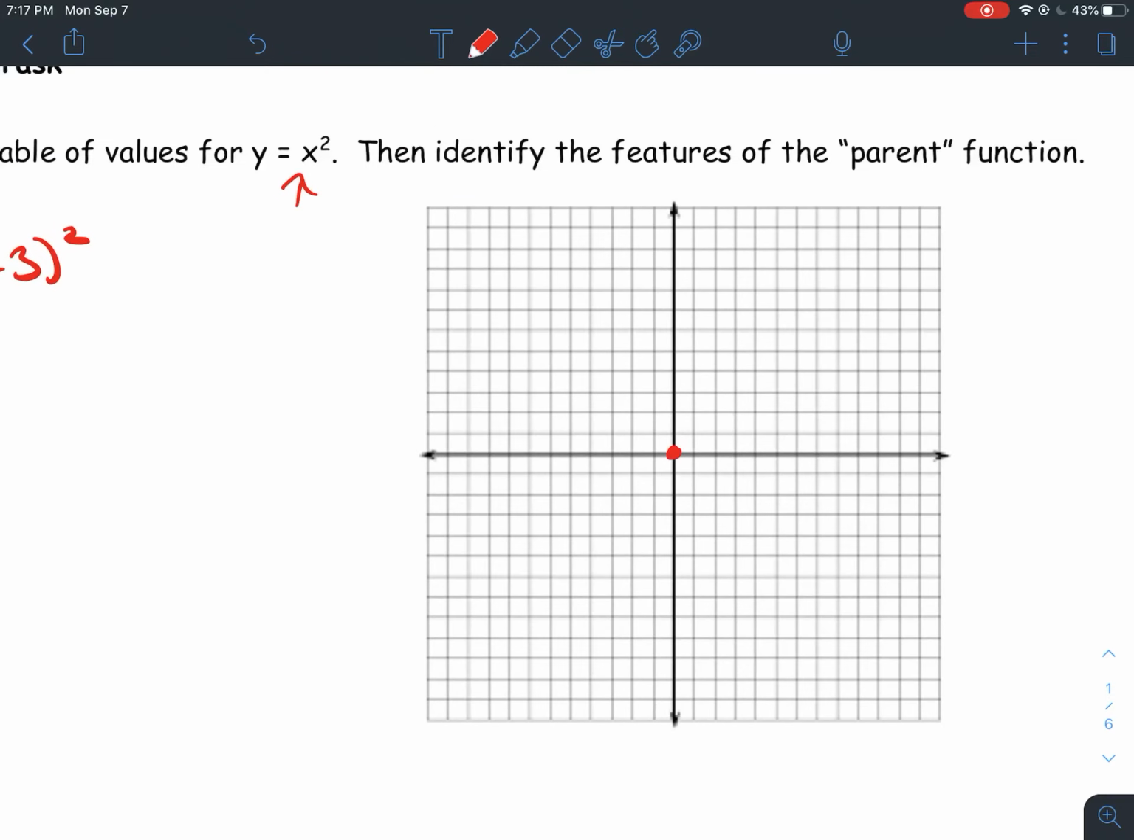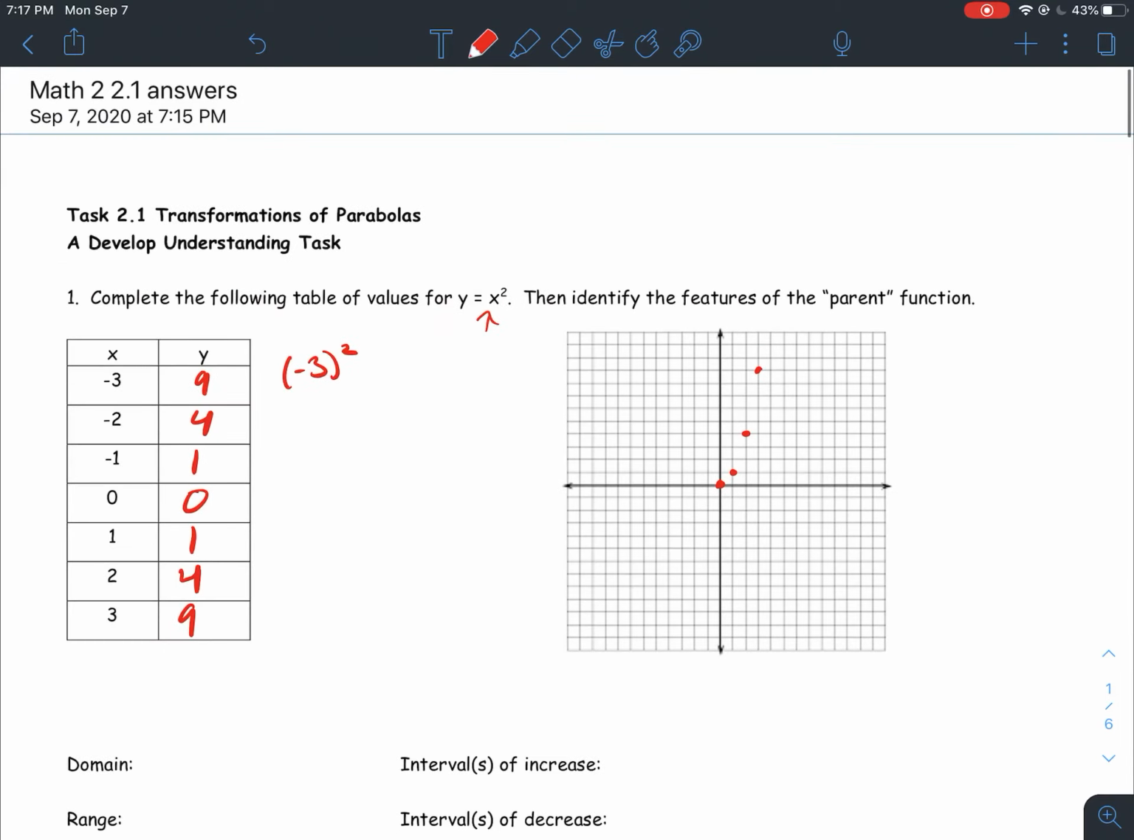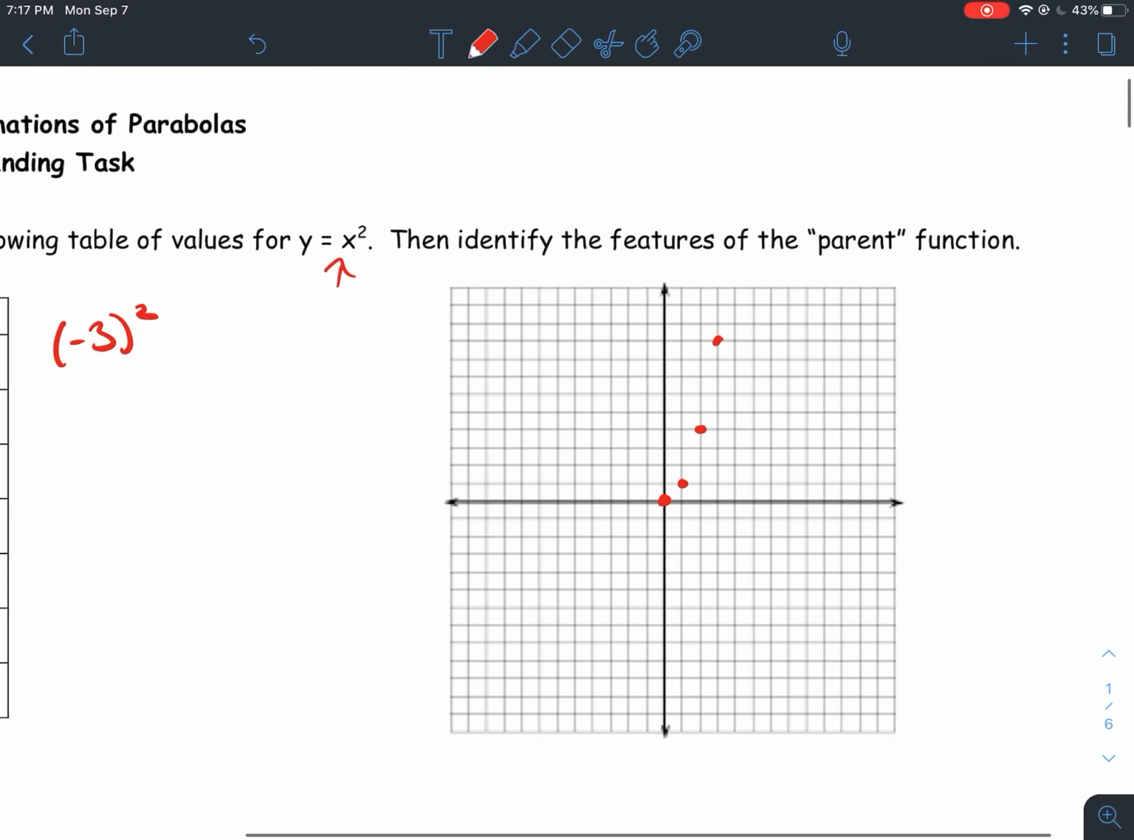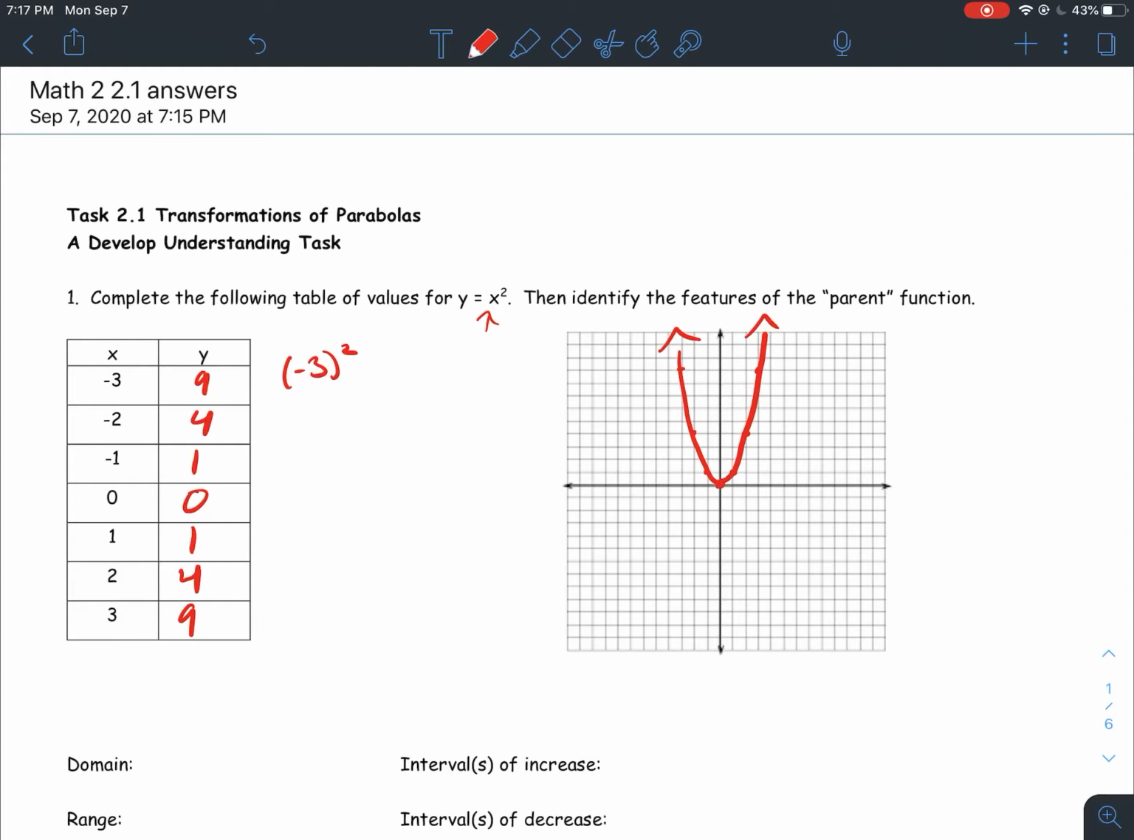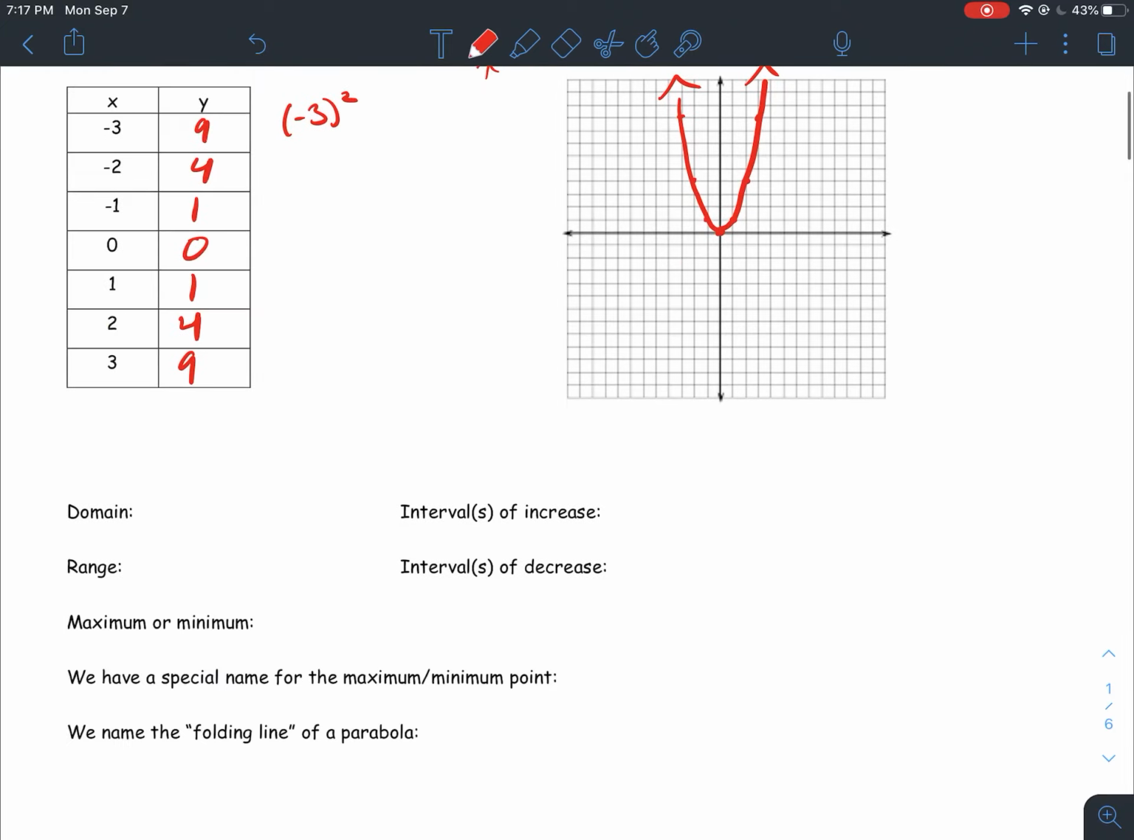And we can go ahead and plug these in here. So we got 0, 0, 1, 1, 2, 4, and 3, 9. So that is half of the graph. Then we can plot 1, negative 1, negative 2, 4, and negative 3, 9. So we get what we call a parabola. You could say parabola, quadratic function. So now let's go ahead and fill out this information.